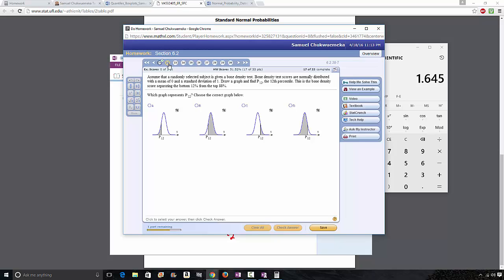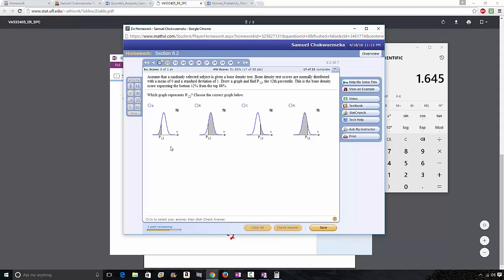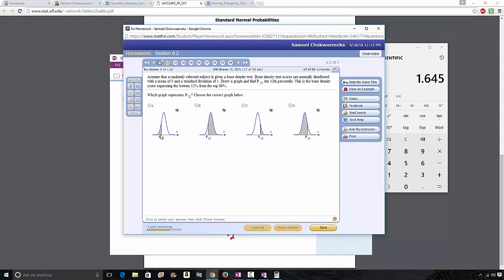12th percentile. Of course, this is the 12th percentile because it's the bottom 12 from the top 88. Now, some of you might say, what about this? Well, this looks like bottom 88 from the top 12, because this area is bigger than this area. But 88% is bigger than 12%. So that's the way we look at it.